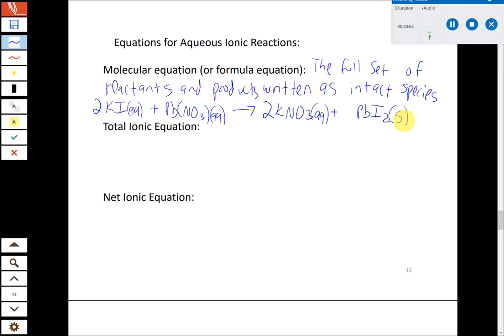Question: Isn't there supposed to be a 2 next to NO3 in the reactant? There's a subscript of 2 that I left out, yeah. So there's going to be a 2 here once it lets me write it.